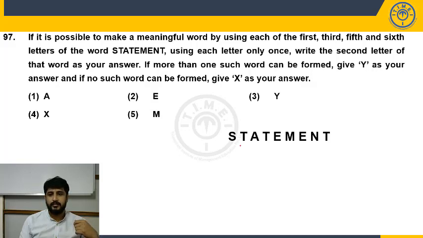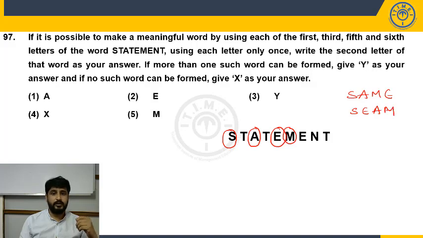Using which letters? First, S, third, A, fifth, E, sixth, M. So how many meaningful words can be formed? One word can be formed, or one more word can be formed. So more than one. So what is my answer? More than one, Y. Choice 3.